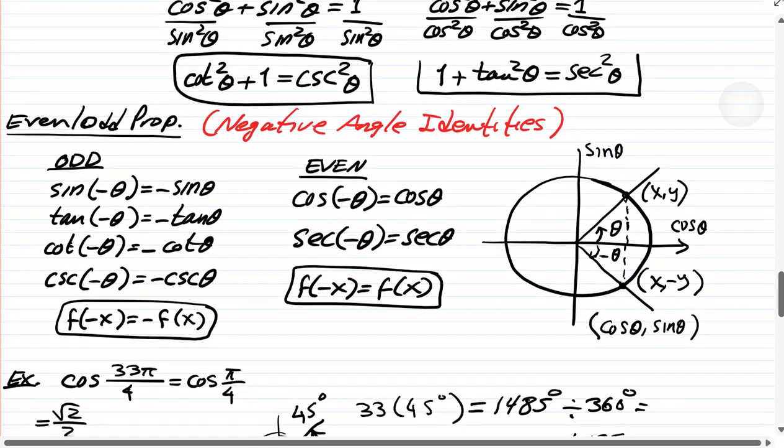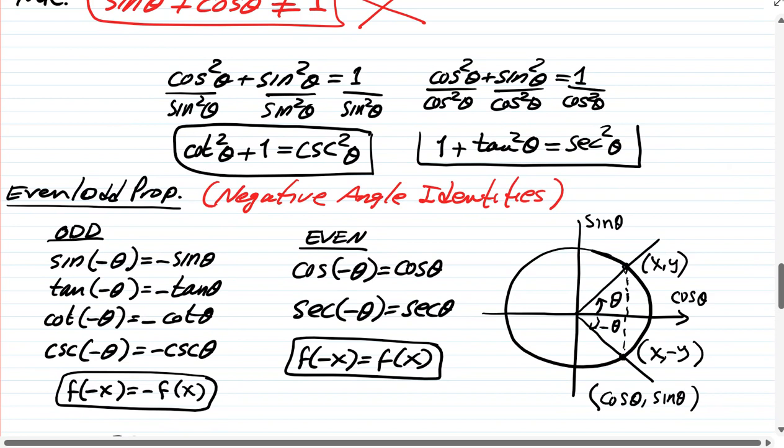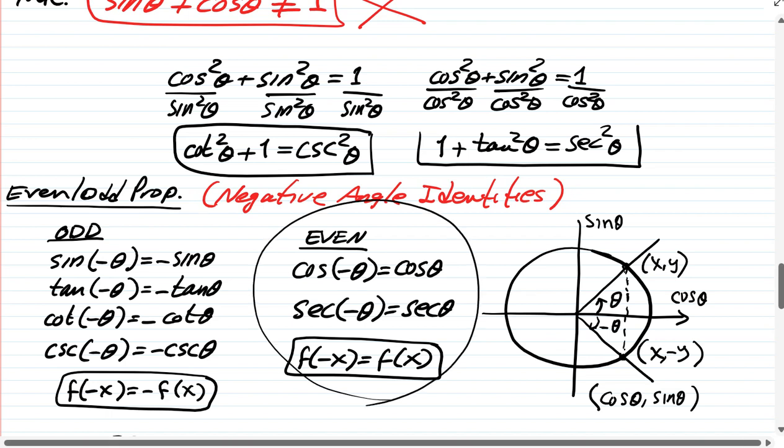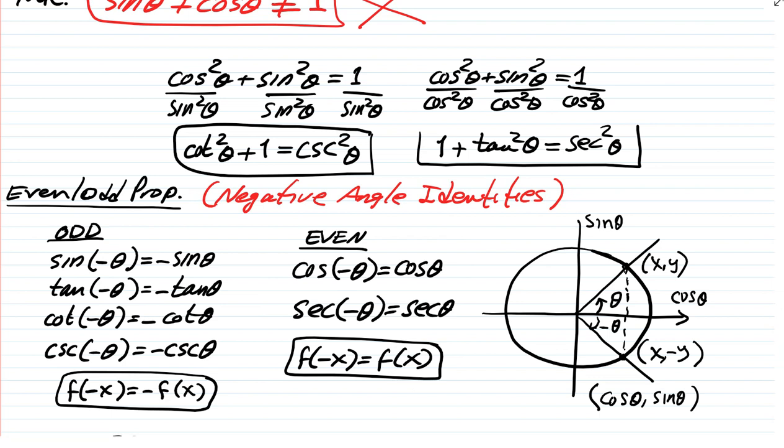And then we also talked about even and odd properties, which gave us the negative angle identities, right? All these trig functions except cosine are odd. It means the trig function of a negative angle will be the negative of the trig function of a positive angle, with the exception of cosine and secant. It doesn't matter whether you do theta or negative theta; those values will evaluate to the same outcome. Again, you've seen this before.